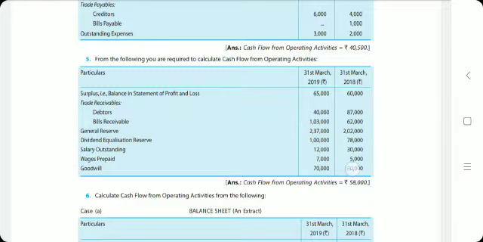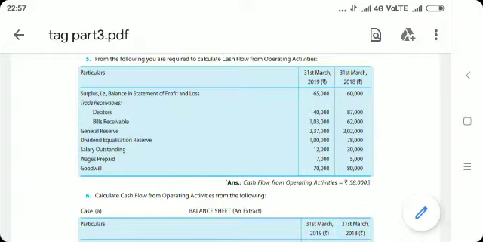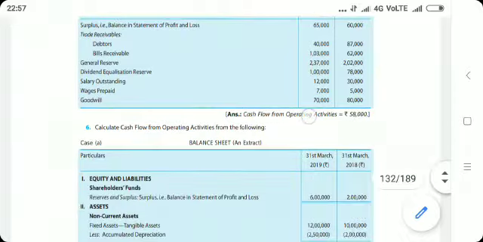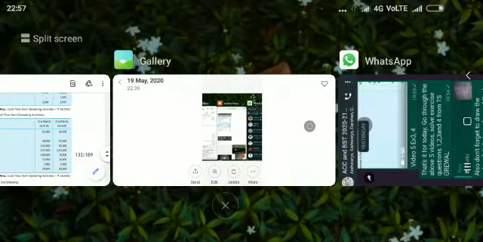Written off. So this is a non-cash expense. So 10,000 will be added in adjustment for non-cash and non-operating items. Okay. Now I'll show you the same thing as an answer. So this is the rough answer which I did. This is 1 minute. This is your difference in profit.